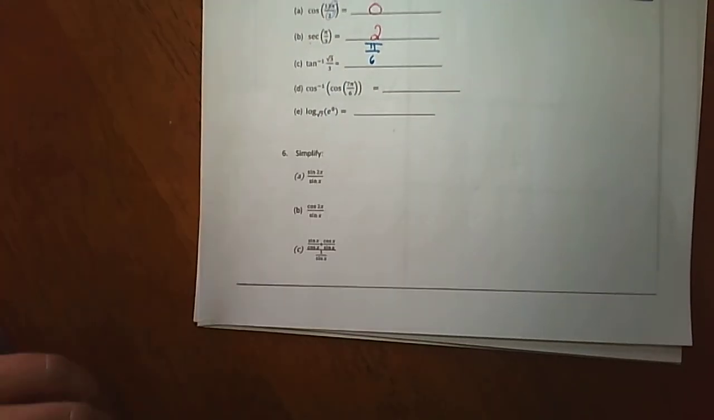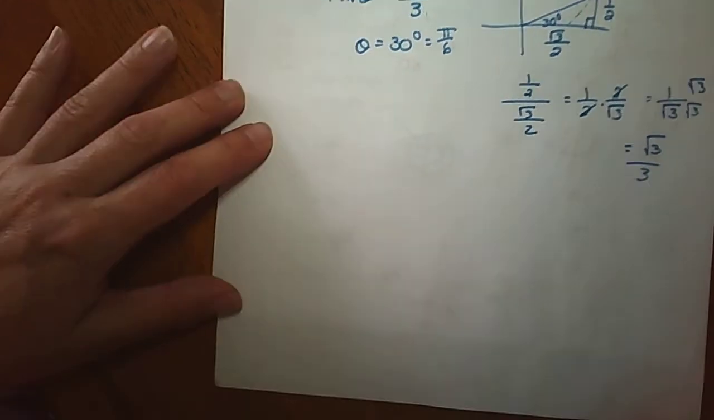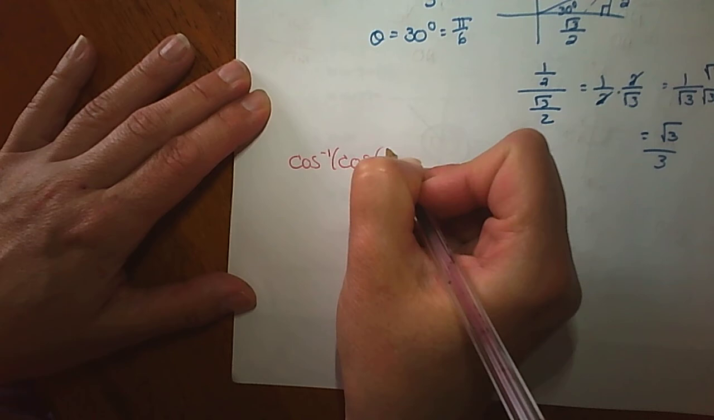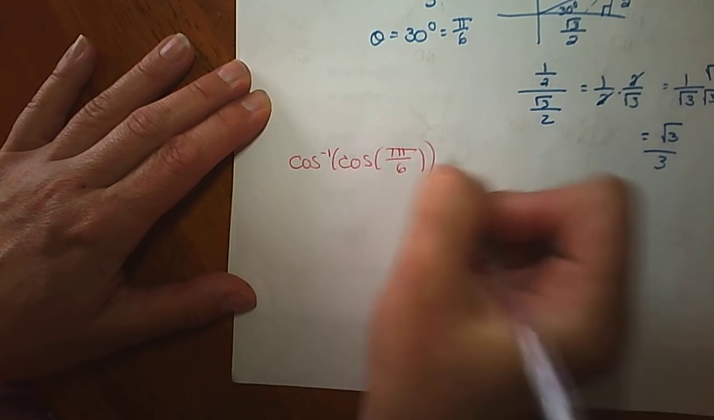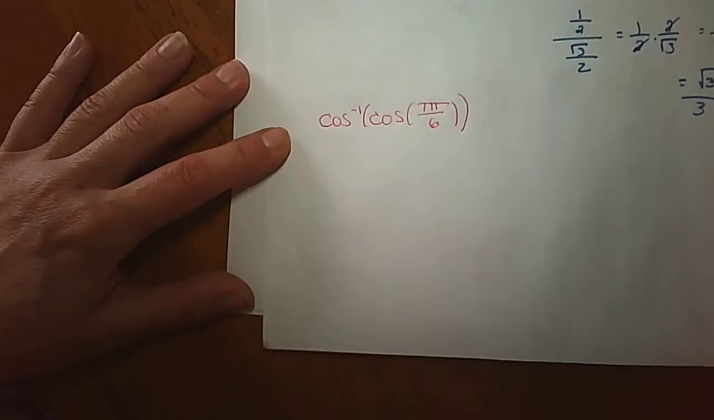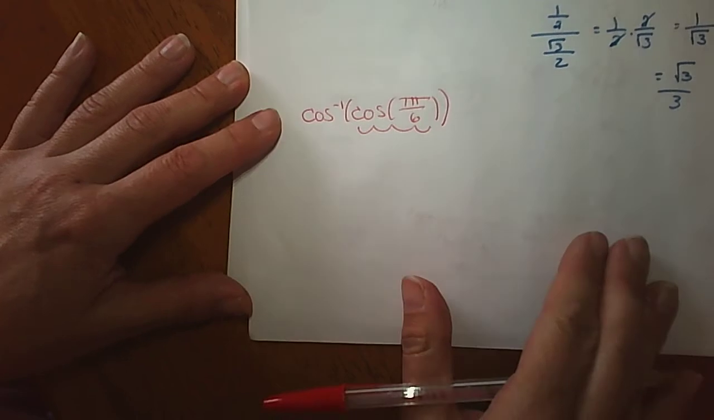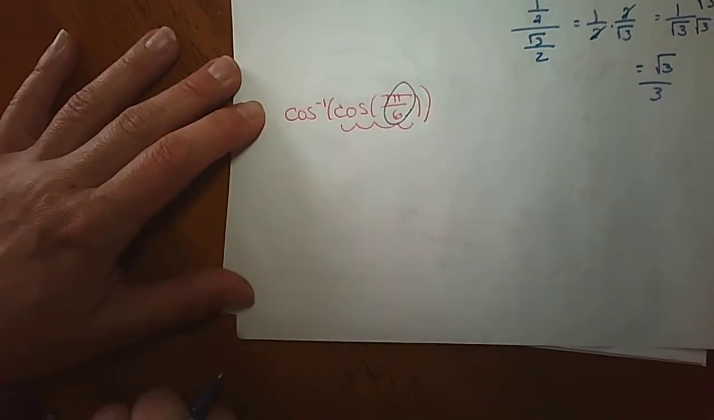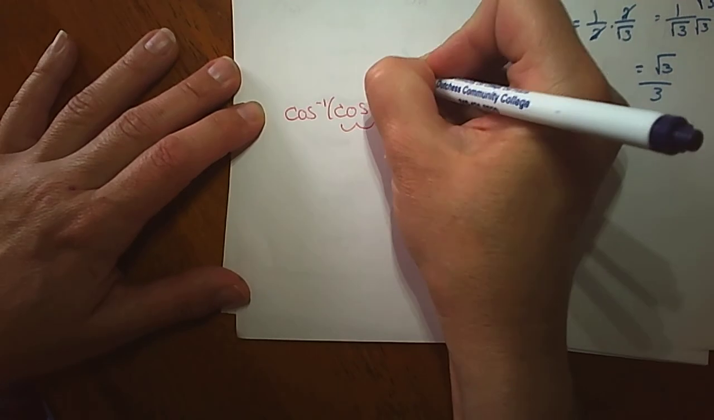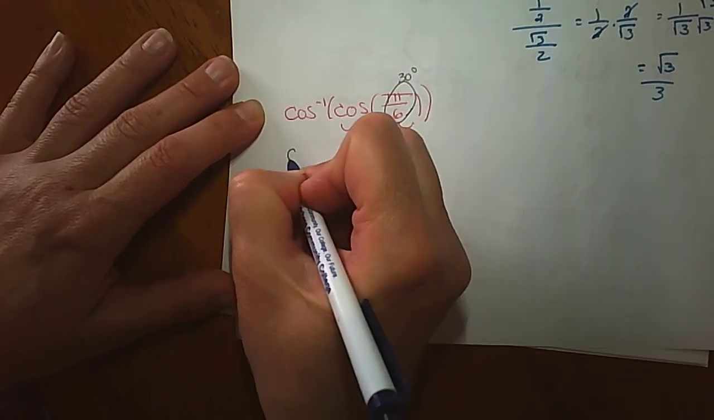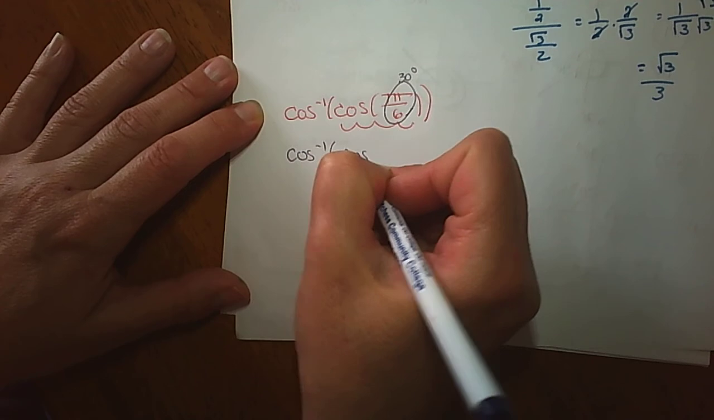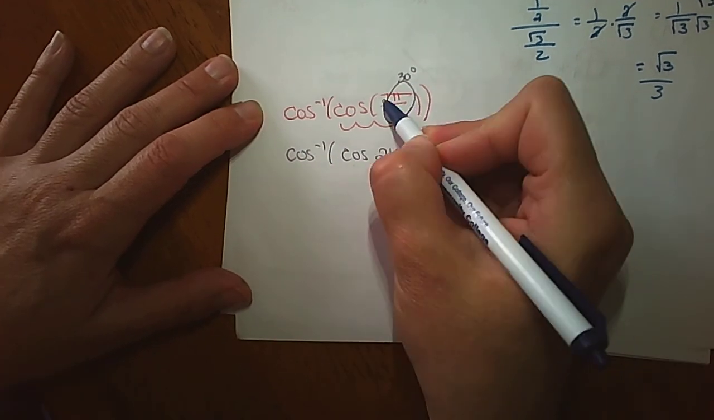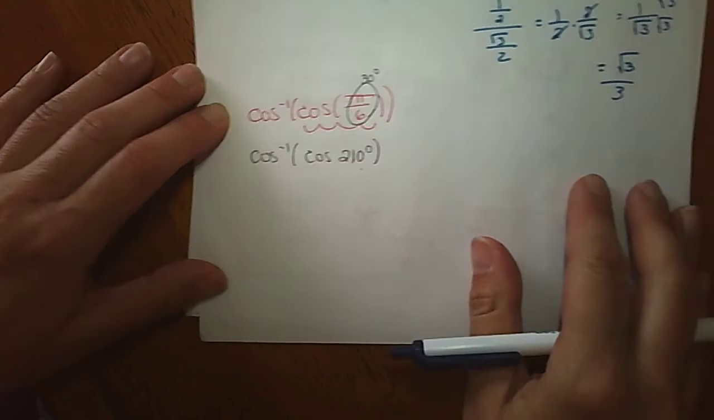So let's talk about this question. This question is cos to the negative 1, cos, I believe it was 7 pi over 6, double check. Yes. So we've got to do cos 7 pi over 6 first. So pi over 6, how many degrees was that? It's 30 degrees. So that means this question turns out to be cos 210 to start. 7 times 30 is 210. So let's sketch 210.